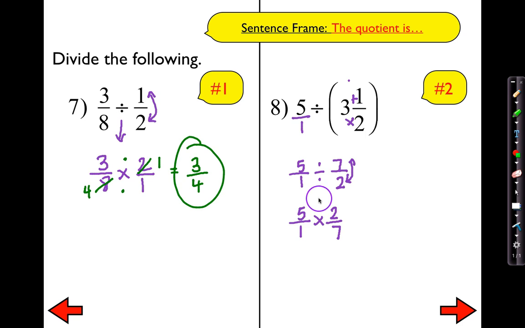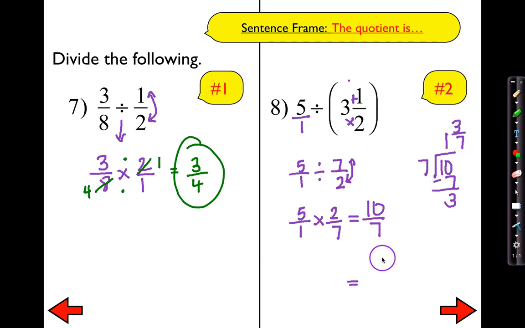I'm going to check if I can cross cancel. 5 and 7 don't have anything in common. 1 and 2 don't have anything in common. So we'll multiply straight across, leaving me with 10 over 7. But guess what? That's improper. So let's divide and turn it into a mixed number. 7 goes into 10 once with a remainder of 3. So we're left with 1 and 3/7. So I'm going to say the quotient of 5 and 3 and a half is 1 and 3/7. And that is my final answer.